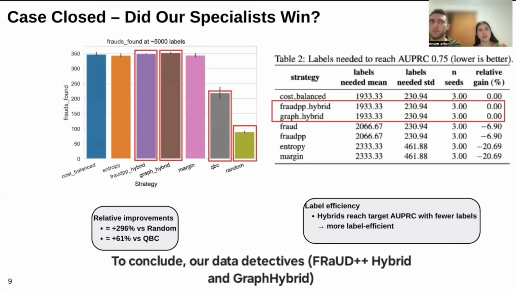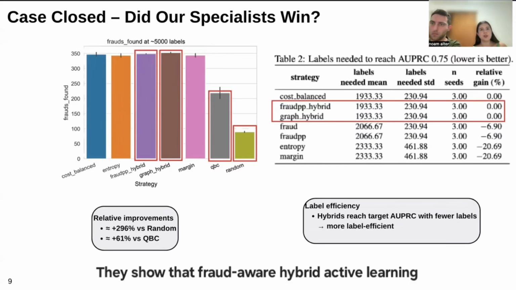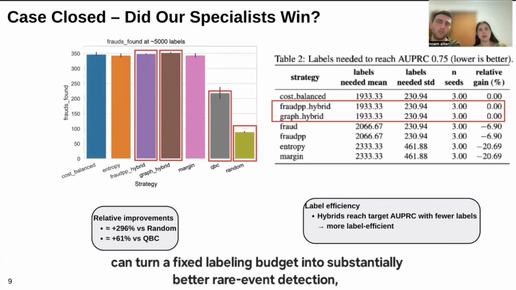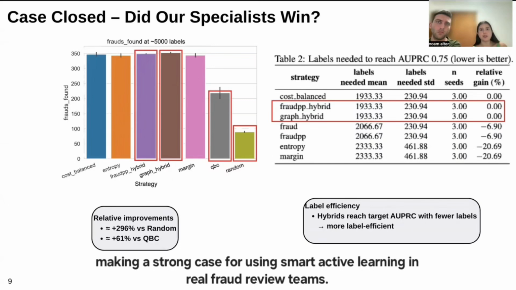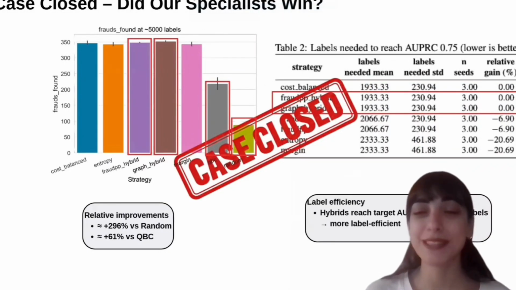To conclude, our data specialists, Fraud++ Hybrid and Graph Hybrid, turn the same 5,000 manual investigations into many more confirmed fraud cases. They show that fraud-aware hybrid active learning can turn a fixed labeling budget into substantially better rare event detection, making a strong case for using smart active learning in real fraud review teams. And just like that, my friends, case closed.